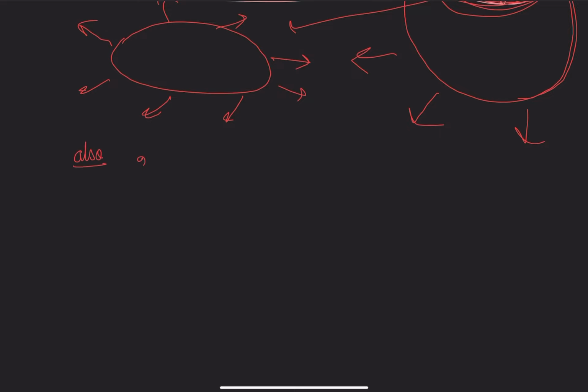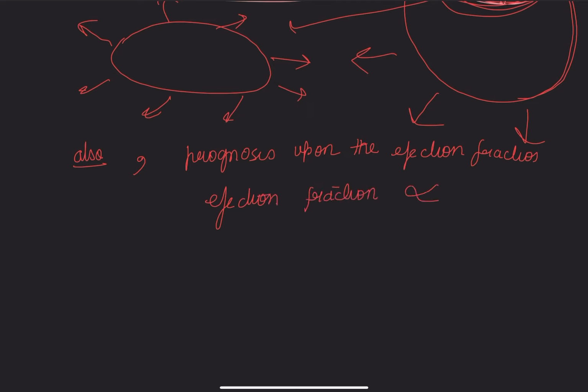Also, prognosis depends upon the ejection fraction. So, ejection fraction is inversely proportional to the mortality rate. That is, the more the ejection fraction, the less is the mortality rate.